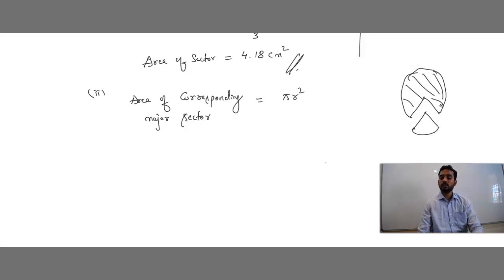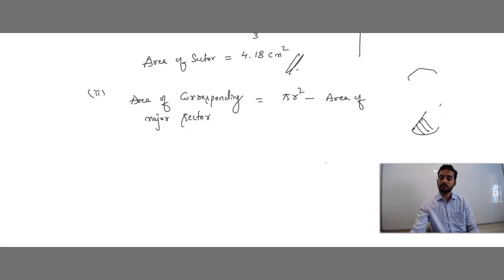So this part I have removed. This area is called the area of the corresponding major sector. That is, area of circle, pi r square, minus area of sector. I'm just erasing this part. Okay, it's easy, right?